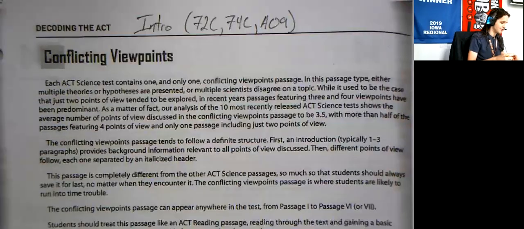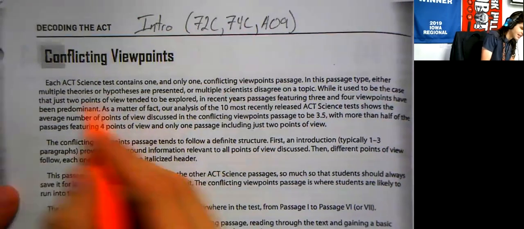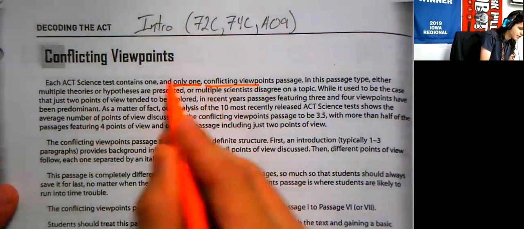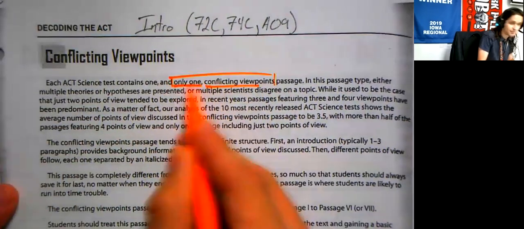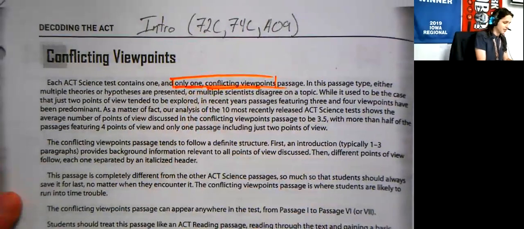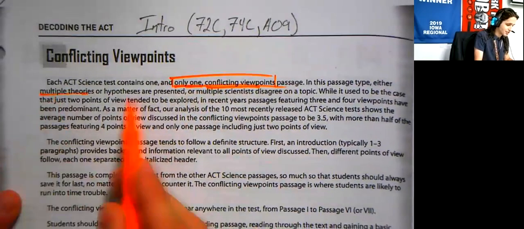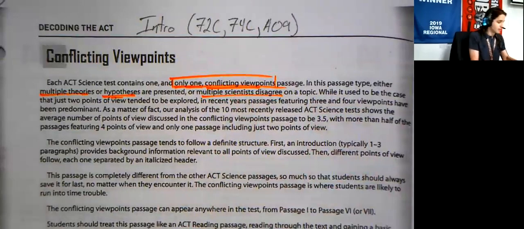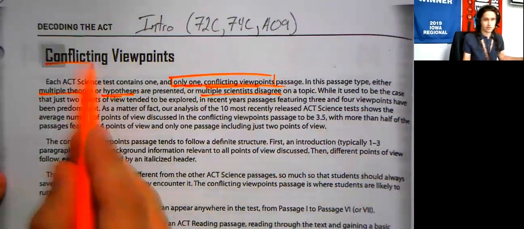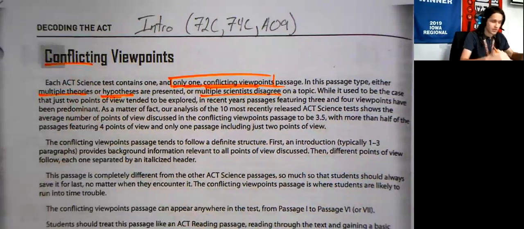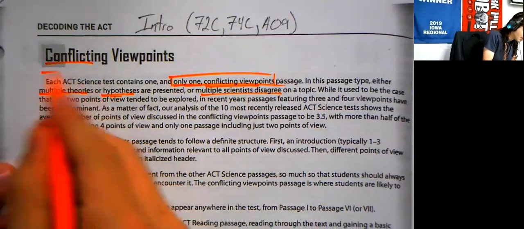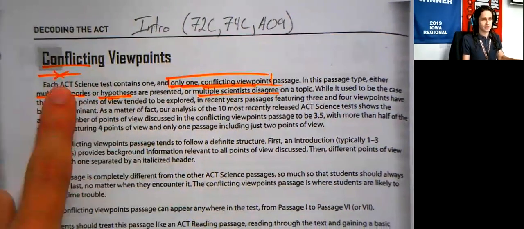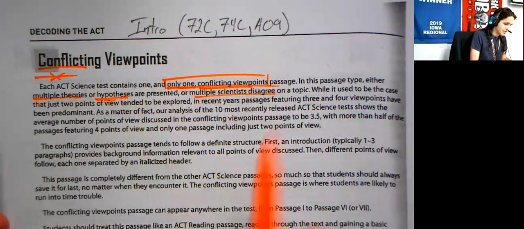Each ACT science test contains one and only one conflicting viewpoints passage. Only going to have one of these. In this passage type, either multiple theories or hypotheses are presented, or multiple scientists disagree on a topic. There's some clear conflict, right? People don't agree, right? People with competing explanations for something. That's how you write conflict in math, or inconsistency rather.